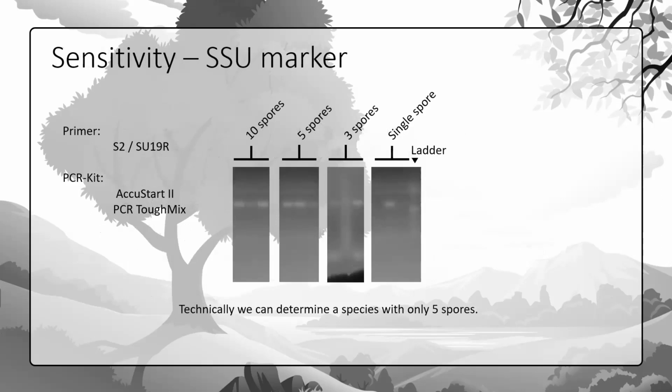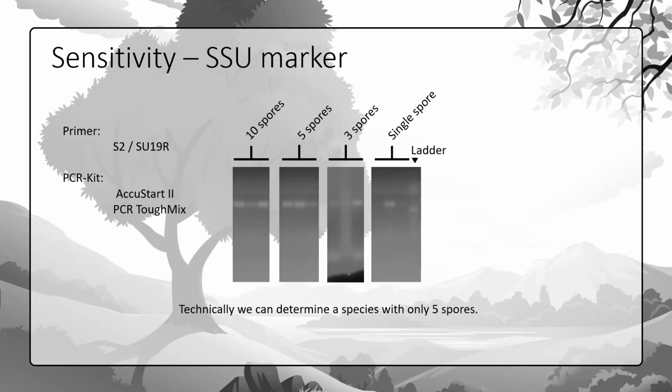Regarding sensitivity, I played around with our SSU markers and reduced the number of spores that we crushed and then tried to amplify them. And we can go down quite well with 5 spores. So we just need 5 spores so far to detect a species. 3 spores would probably be possible as well, but somehow I managed to get a contamination in there. And single spores still seem to have some problems remaining.